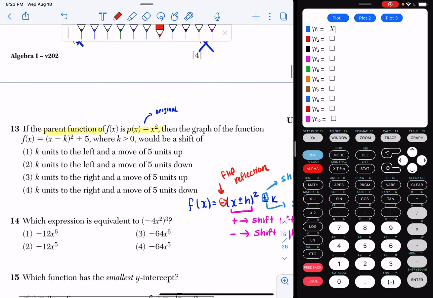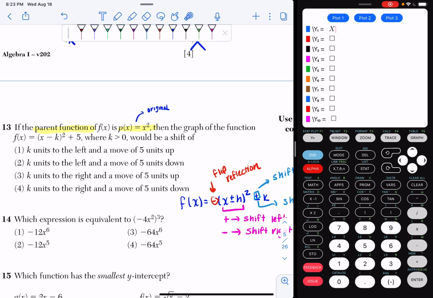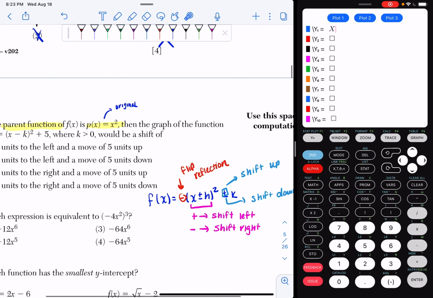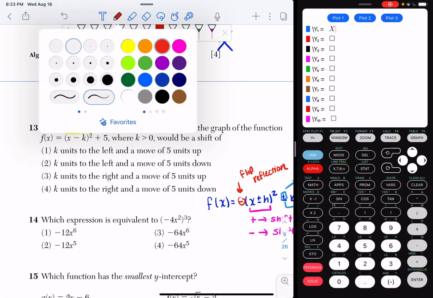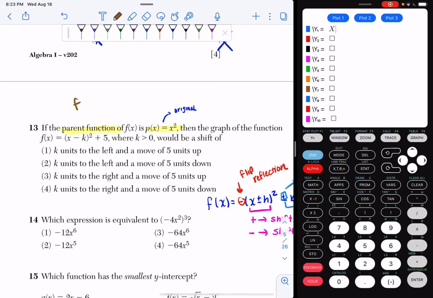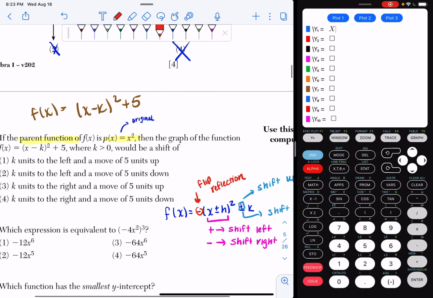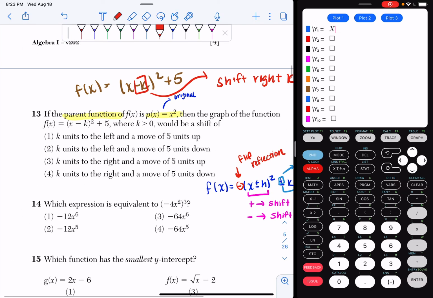So let's look at what's going on. If I'm going minus k, well, we said in here that if we have a minus, that is a shift right. So I'm shifting to the right k units. So if I have (x − k) squared + 5, I can say that's a shift to the right k units. So now I can just go to my answer choices, and I can get rid of choice 1 and choice 2. So it has to be choice 3 or choice 4. So right now you've got a 50-50 shot.